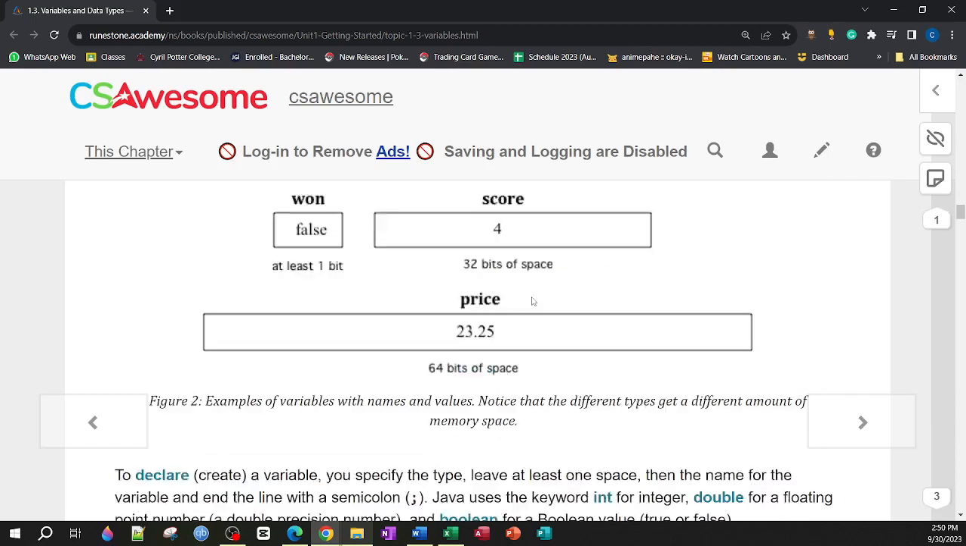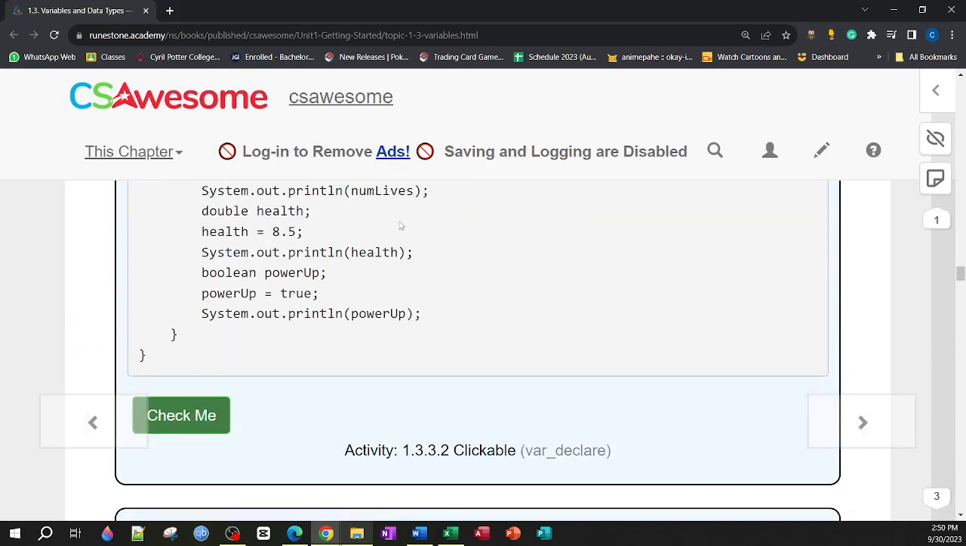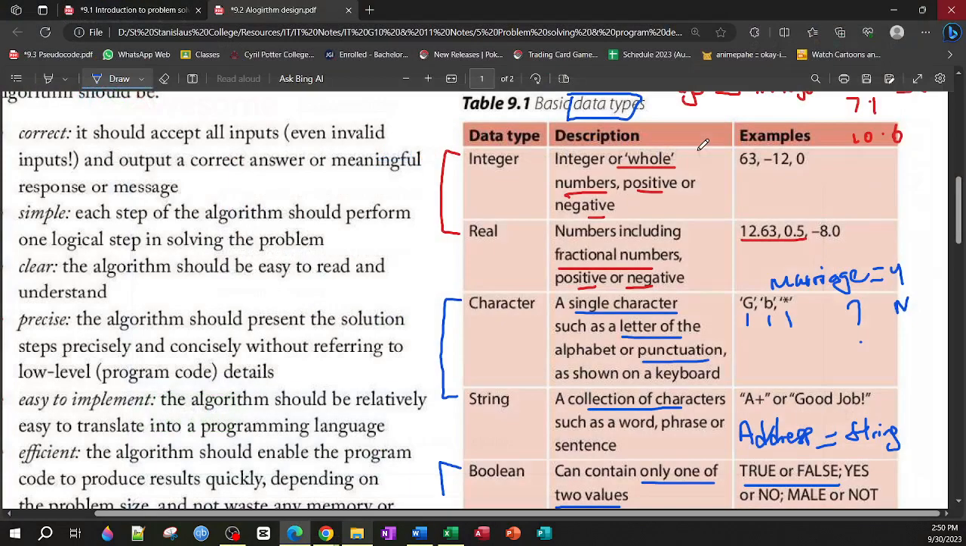Good. So it seems you guys have a general understanding now of the data types. Any questions before we continue?